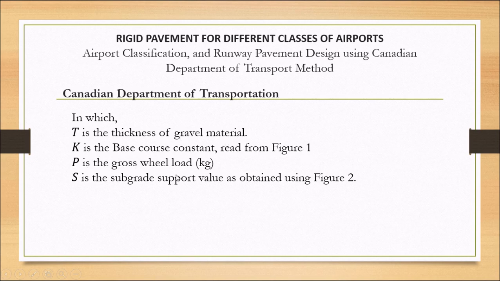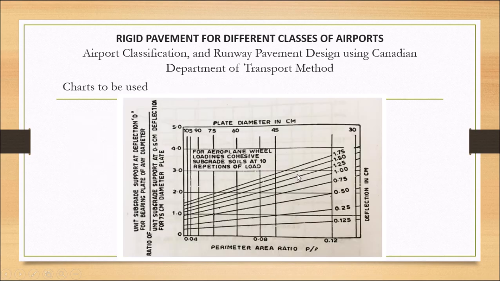Then P is the gross wheel load in kg, while S is the subgrade support value as obtained using figure 2, the second graph. So this is the first graph. This first graph, you can see what we have here.